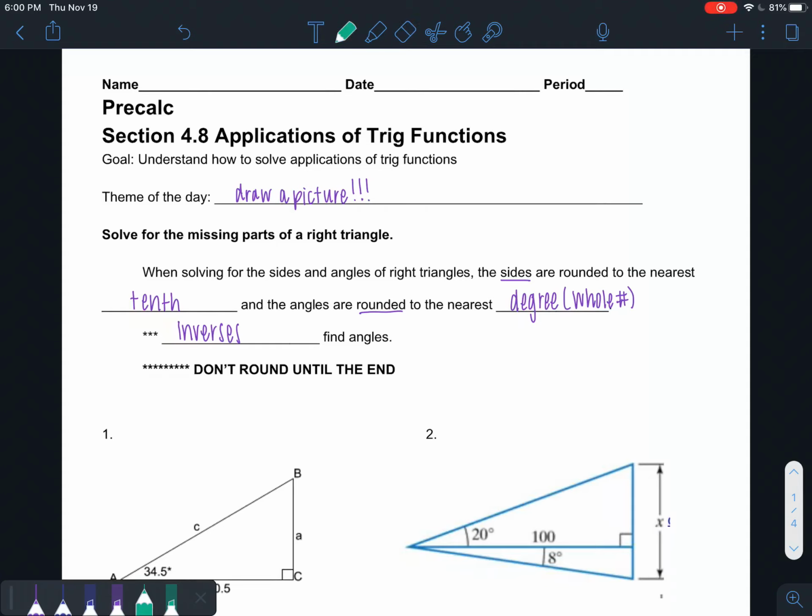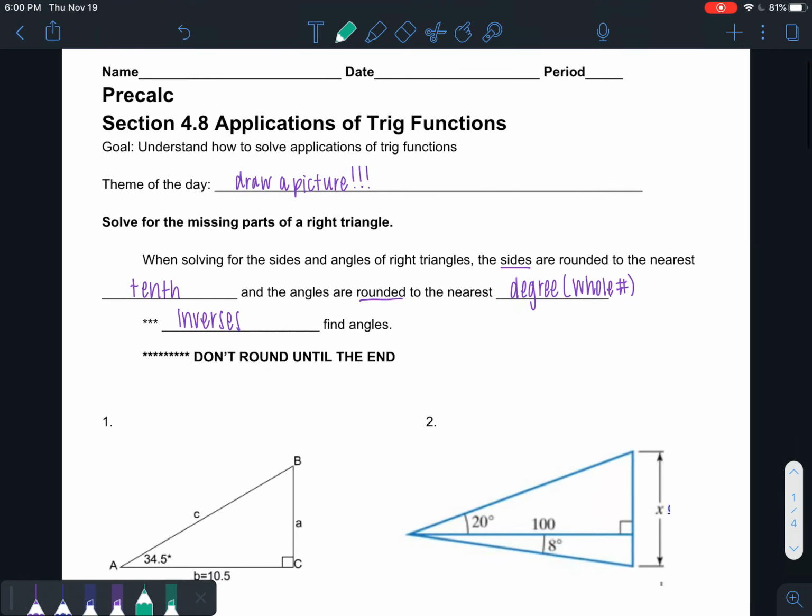Today we're talking about solving applications of trig functions. So we're going to just do a couple definitions here. But the main thing I'm going to tell you today is that you need to draw a picture for a lot of these problems. A lot of you are reluctant to do that, but that is the best way to be successful in this section.